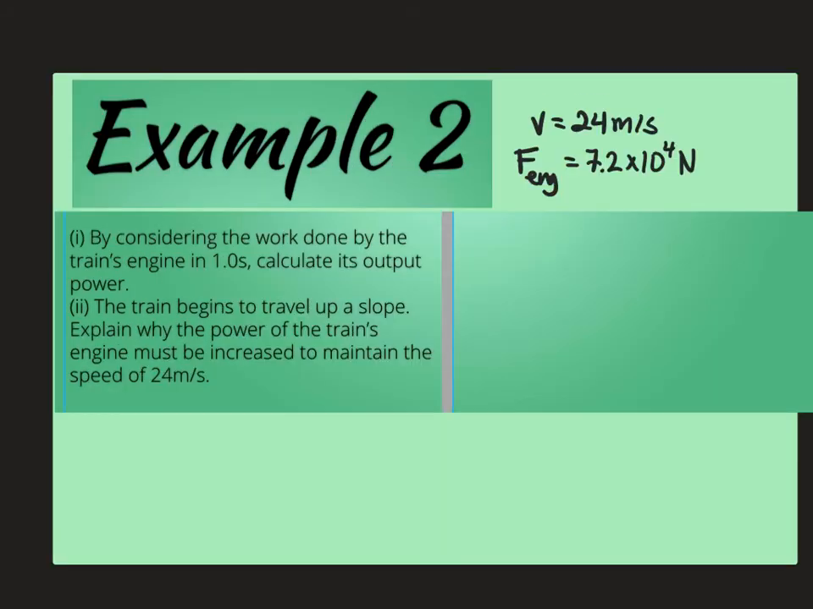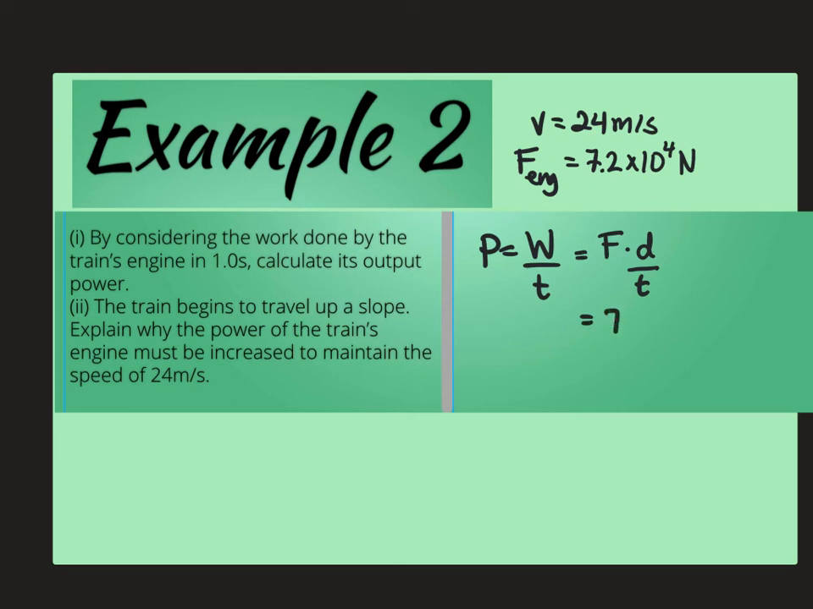Okay, so I have the values there at the top from the other screen. By considering the work done by the train's engine in 1 second, calculate its output power. Okay, so power is going to be work divided by time. And my work would be what I'm doing to overcome the force of friction times its distance over time. Now notice it's traveling at a constant speed here. So my distance over time is telling me it's going 24 meters per 1 second.